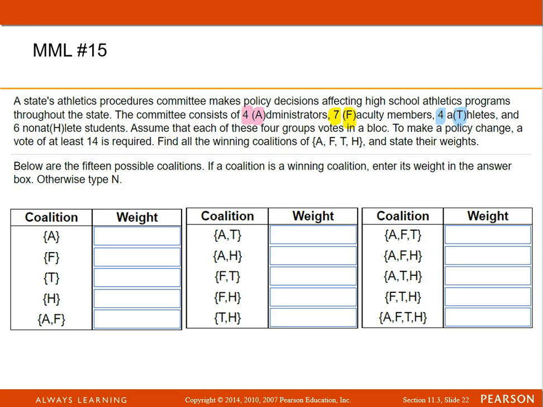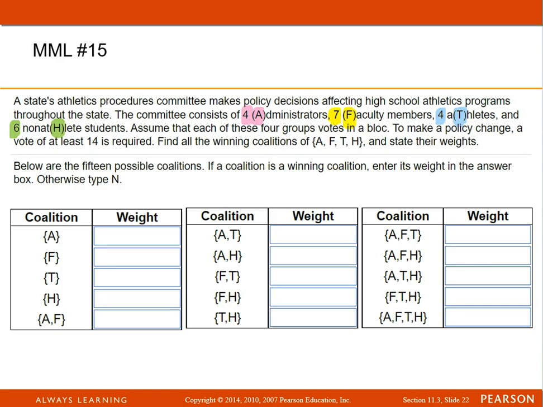Okay, and then 6 non-athletes. They're using the H for non-athletes. I don't know, maybe an N might have made more sense there, but okay, whatever. Assume that each of these 4 groups votes in a block. That means, for example, when the 4 administrators vote, they have all decided to agree to vote the same way.